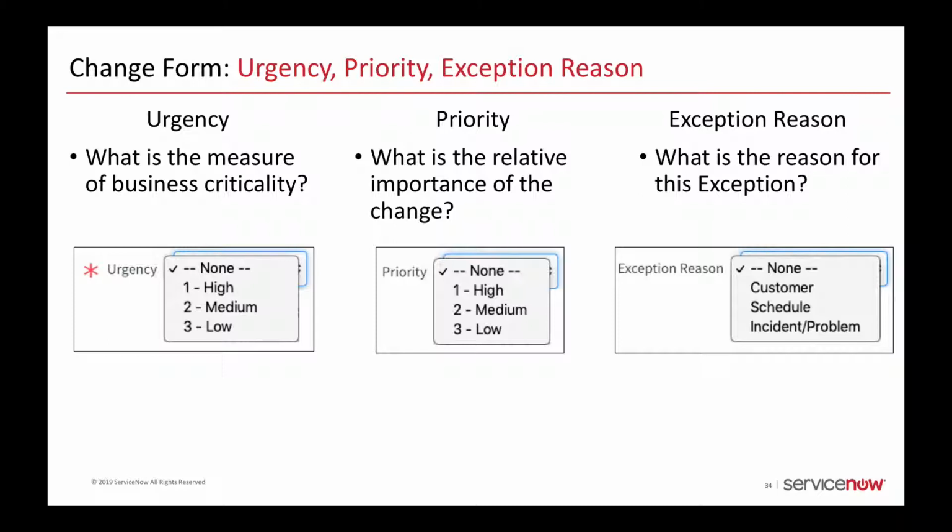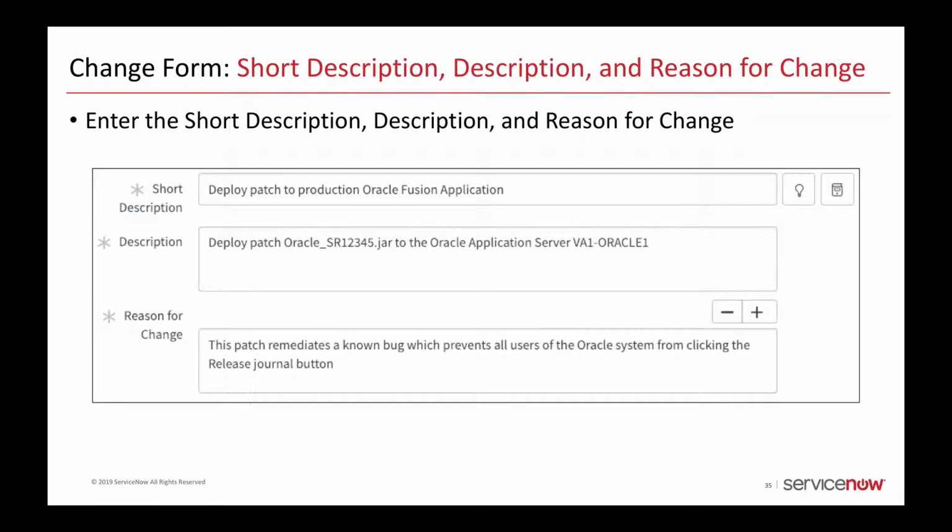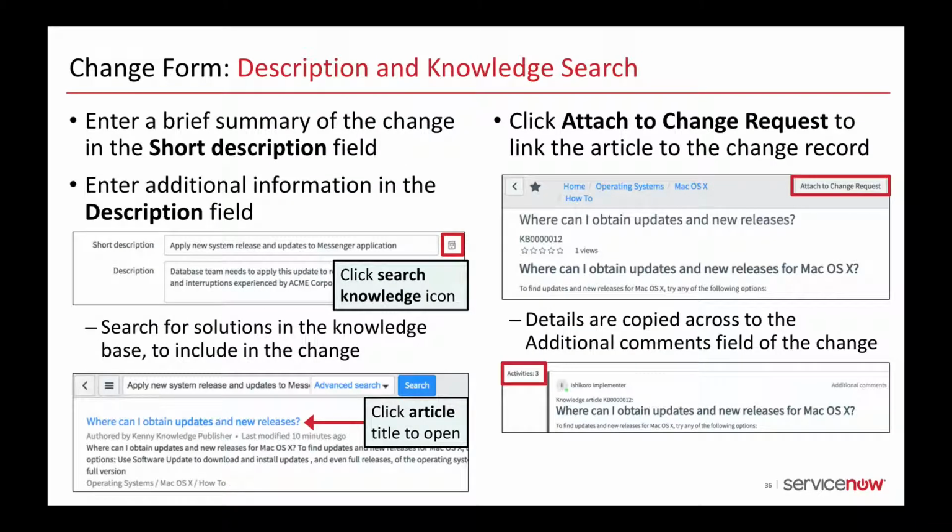Note that risk and failure probability can be automatically adjusted later in the process as a result of filling out the complete failure probability assessment and then running Execute Risk Calculation. Enter the mandatory fields Short Description, Description, and Reason for Change. Provide a brief summary of the change in the Short Description field. Provide any additional information available in the Description field.